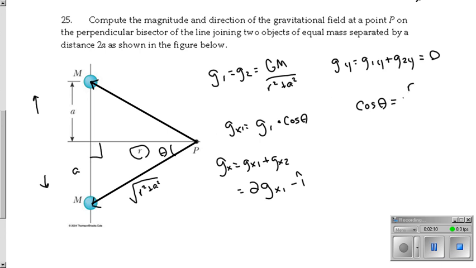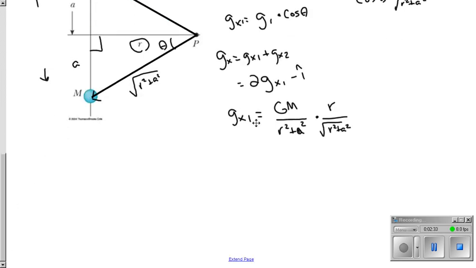So it's going to be r divided by our hypotenuse, which is the square root of r squared plus a squared. So what that means is that our g_x1 is G m over r squared plus a squared, times r over the square root of r squared plus a squared. And we're multiplying that by 2 to get our overall g. So g_x is equal to 2 g_x1, which is equal to 2 times that.